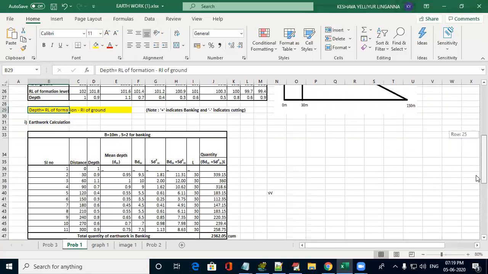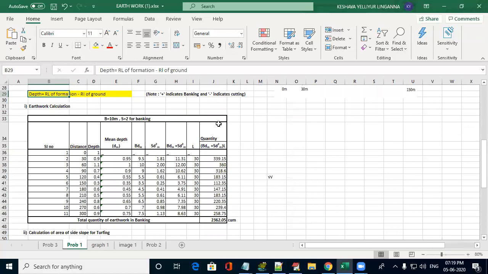Next step is this table. This is the earthwork calculation table. This is like detailed estimation. So now you have to put a table like this. This is the table for the mid-sectional area method. As I said, in this problem, they have not mentioned the type. I have chosen the mid-sectional area method because this is the easiest one.